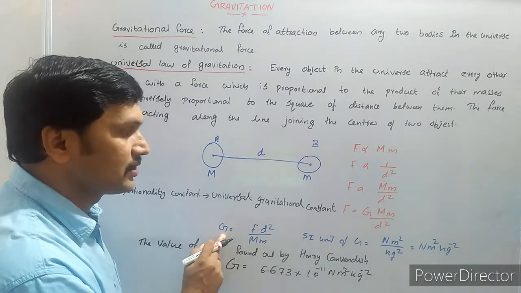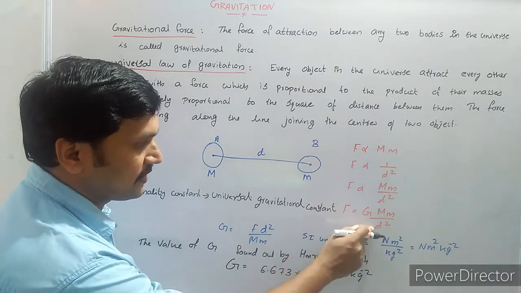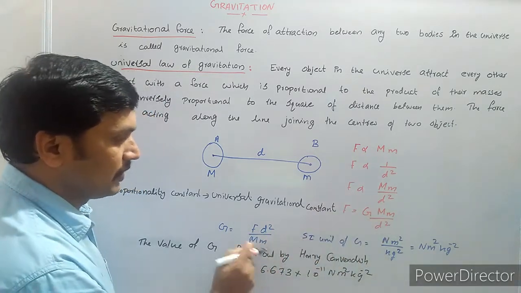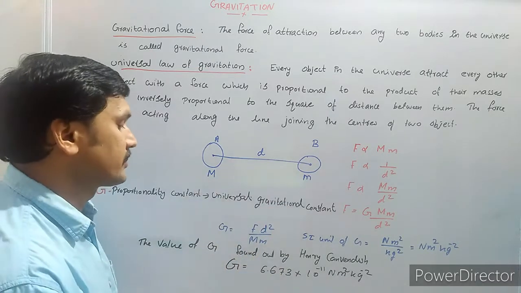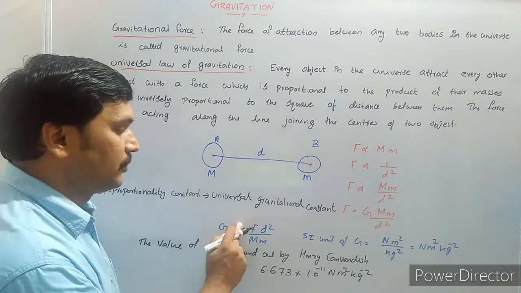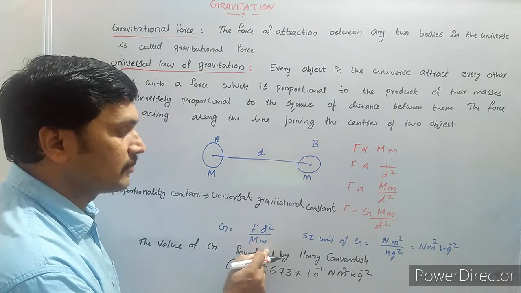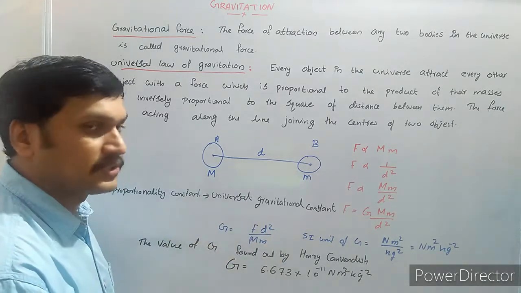G is equal to, rearranging this equation, take this D square to the left side, that's F into D square divided by capital M into small letter m. So this is the expression for G, the gravitational constant. The gravitational constant G is equal to F into D square divided by capital M into small letter m. This is the expression for the universal gravitational constant.